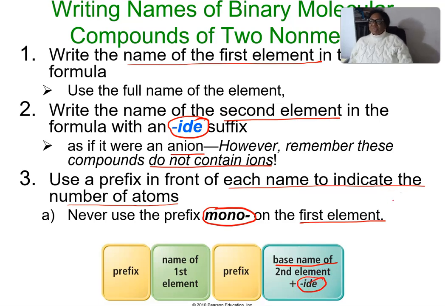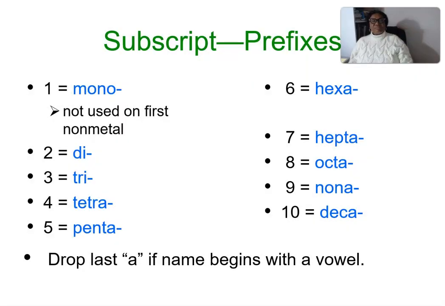So let's look at the prefixes. When you have just one atom, the prefix is mono, not used for the first nonmetal. 2 is di, 3 is tri, 4 is tetra, penta is 5, hexa is 6, hepta is 7, octa is 8, nona is 9, deca is 10. So drop the last A if the name begins with a vowel.